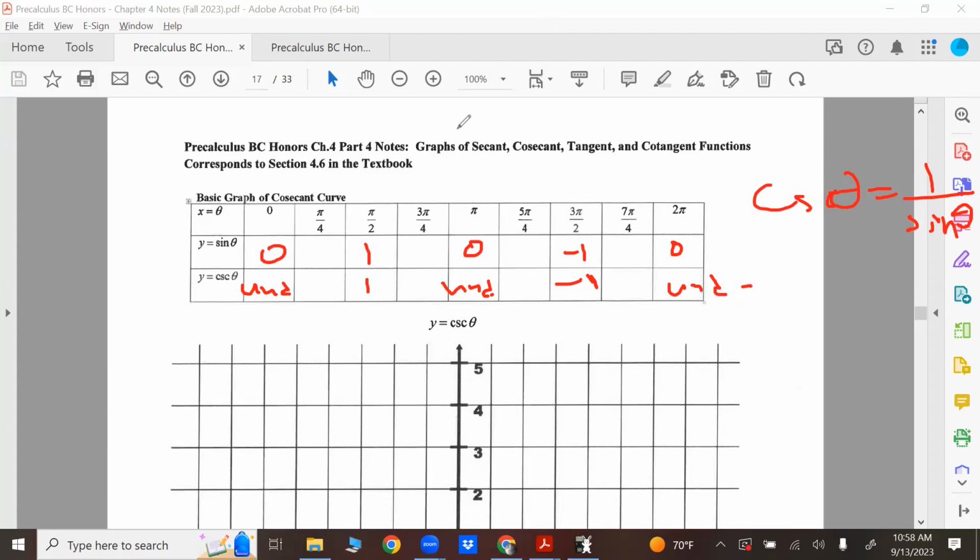Pi over 4, that's root 2 over 2. 3 pi over 4 is still root 2 over 2. 5 pi over 4 is negative root 2 over 2 and negative root 2 over 2. And then you flip these guys. You can write 2 over root 2 if you want. But at this point, it's good to rationalize a little bit, because when you flip root 2 over 2 and rationalize the denominator, you gain 2 root 2 over 2, which reduces to root 2. And does anyone know what root 2 would be roughly as a decimal? 1.414. Thanks.